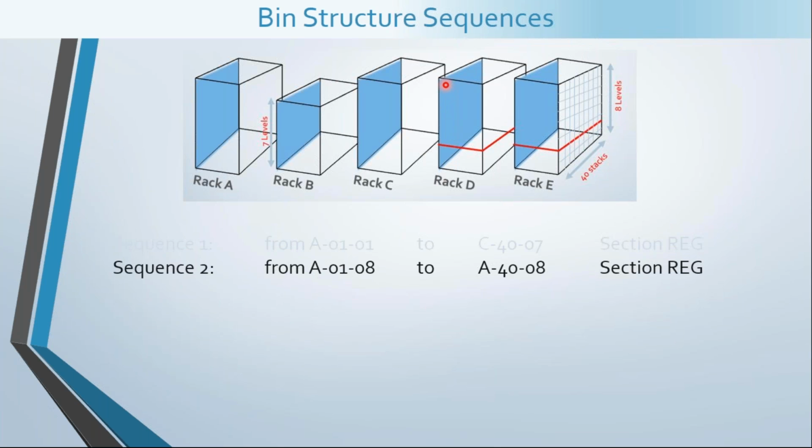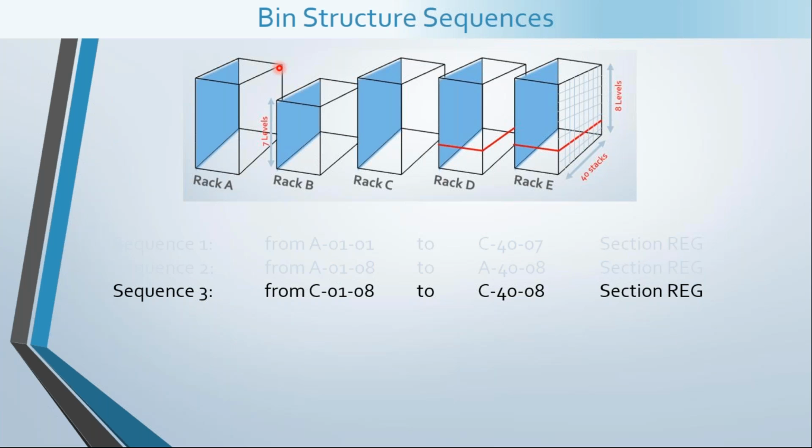Then we define the second sequence, which starts from A0108 and goes to A4008. So it starts from A first stack and the 8th level, and goes until A 40th stack and 8th level. So it covers the topmost layer of rack A. Similar to that, we create another sequence for rack C, which covers the topmost layer of rack C. So with these 3 sequences, we can cover all the bins available in rack A, B, and C.